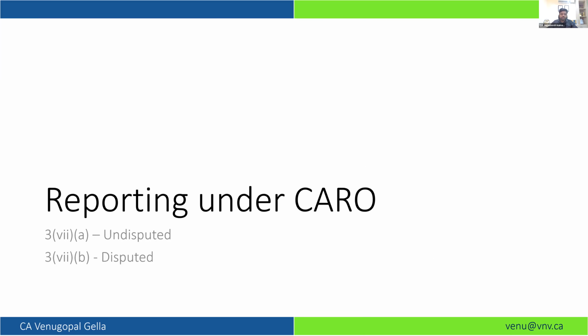So now moving on to the next part, reporting under CARO. In this, with respect to GST, two aspects need to be reported in paragraph 3. That is, in paragraph 3(vii)(a), we need to report the undisputed liabilities, whereas in (b), we need to report the disputed liabilities.